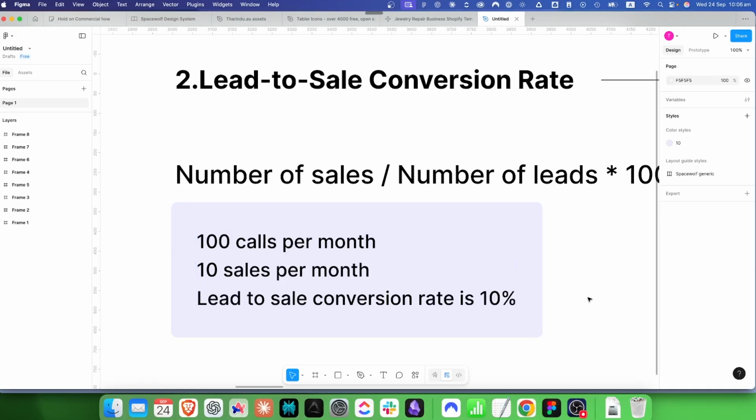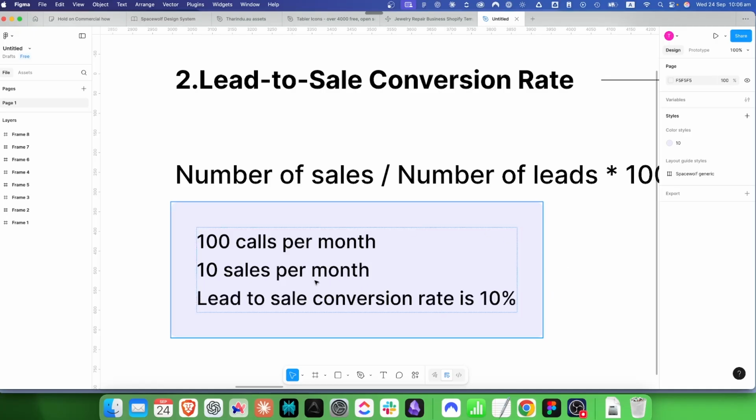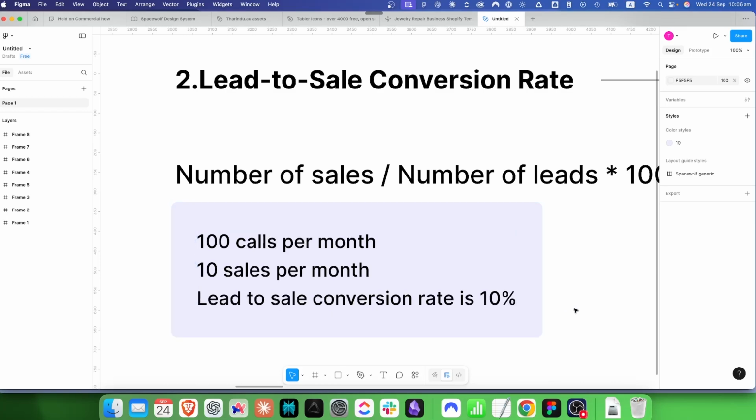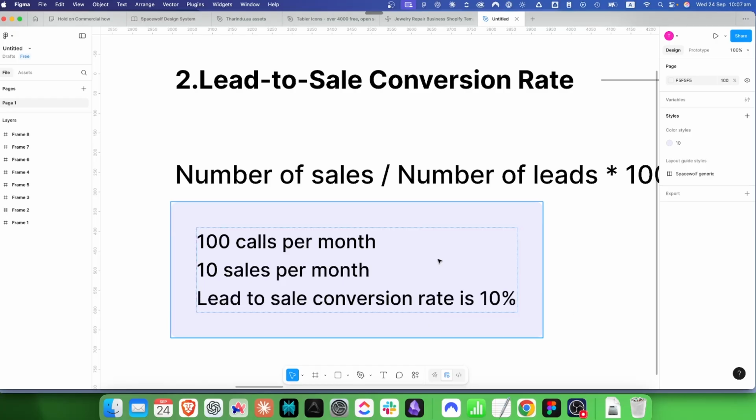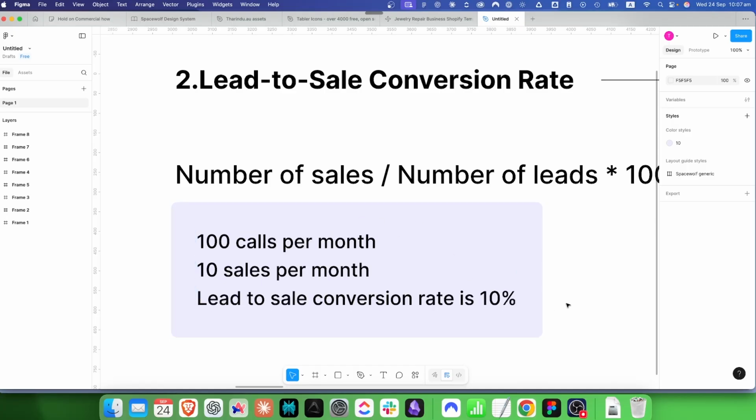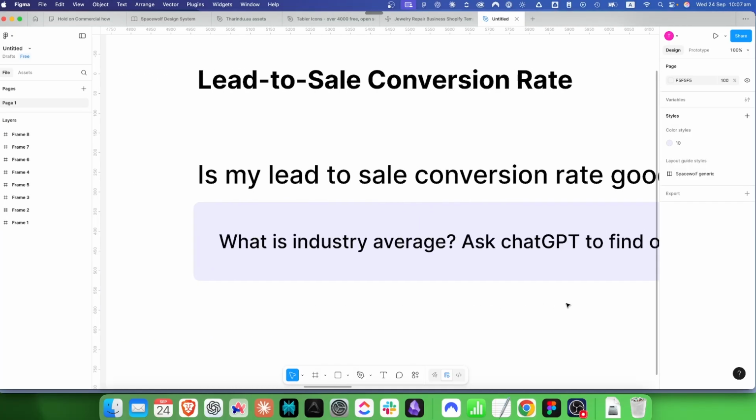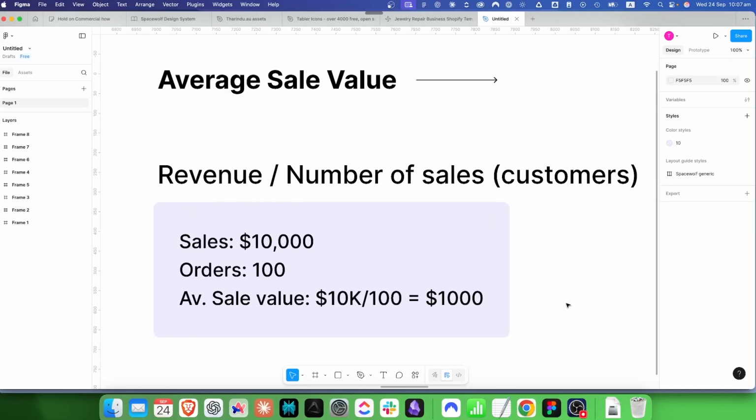Again, you can do a little bit of research using AI, but if it's really low, then when you're first starting out, it's going to be quite low. But if you've been in the game for a few years and it's still low, then you have a sales problem more than a marketing problem, right? All right. Okay, let's go back to average sales value.